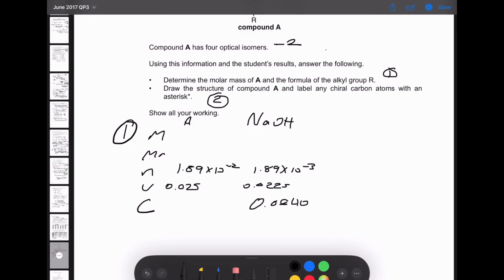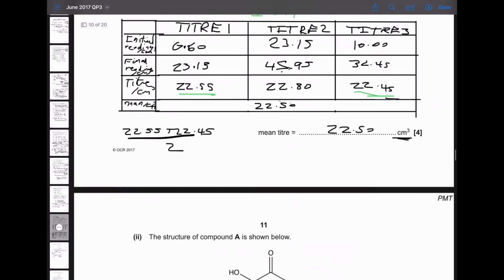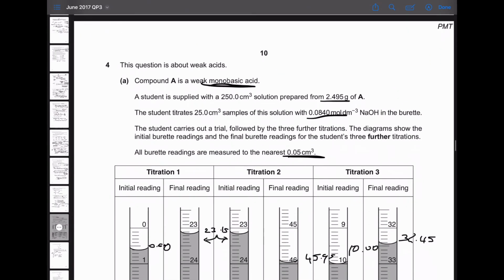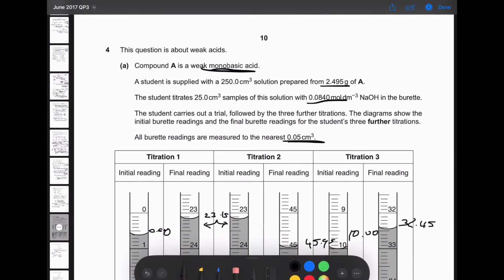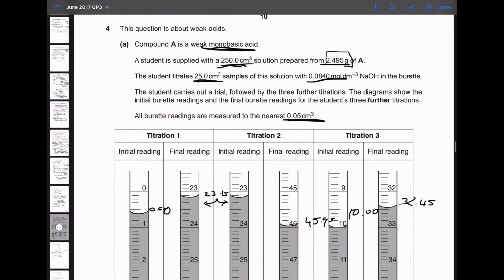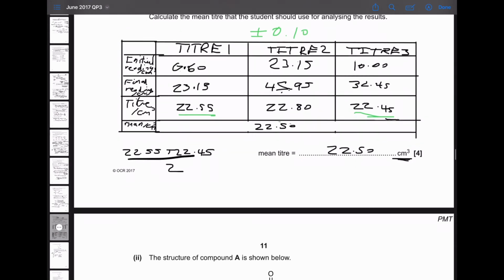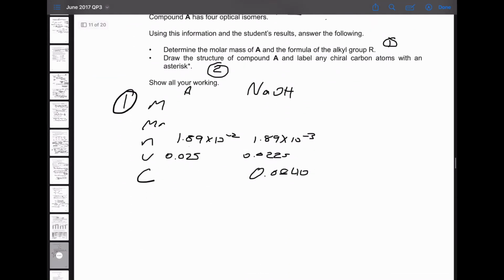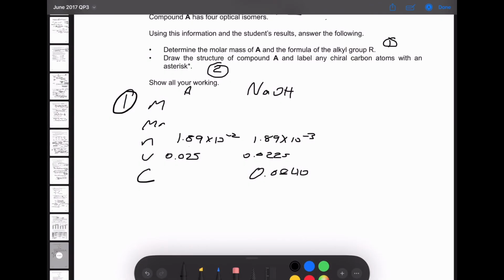And why? Well, if we go all the way back to here, it says that the student is supplied with 250 centimeters cubed, which is prepared from 2.495 grams. But they only use 25 centimeters cubed samples at a time. So it's 22.5 centimeters cubed that reacts with 25. So the number of moles for 250 is going to be 10 times as much, which our mass was 2.495. We're going to have to go back and check. I've only just come back down.